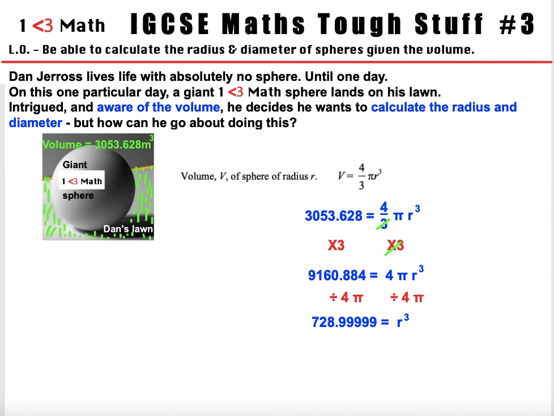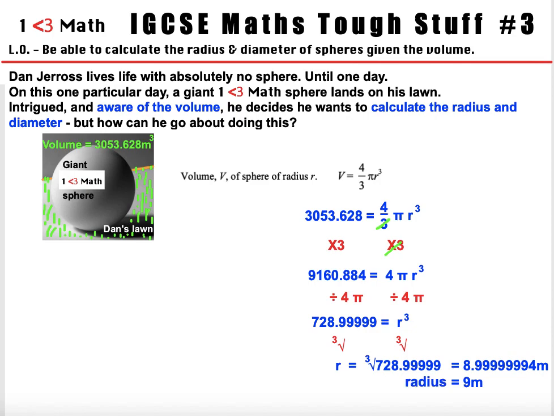So I'm going to now cube root to find the value of r. So I'm going to cube root both sides. Obviously the cube root of r cubed is just r. So we have r equals the cube root of 728.99999, and that gives us 8.9999994 meters. Now, to a sensible degree of accuracy, that is 9 meters. And that would be a suitable solution for the radius.